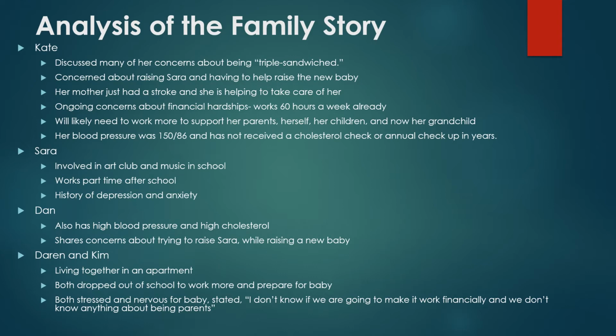In the analysis of the family story, Kate discussed her concerns. She explained it as being triple sandwiched. She's very concerned about raising Sarah and having to help with the new baby. Her mother just had a stroke, so she's helping take care of her. Ongoing concerns about financial hardship. She's already working 60 hours a week. She will likely need to support all of these people. Her blood pressure was 150/86 and she has not received a cholesterol check or annual in years.